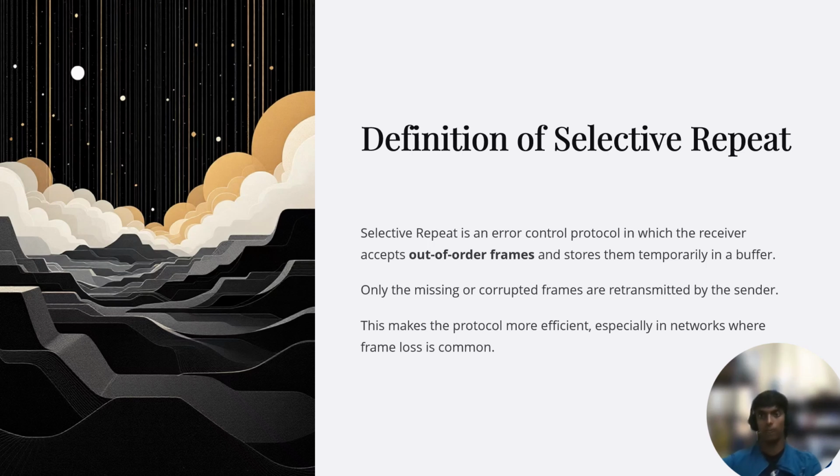So let us see the definition of selective repeat. Selective repeat is an error control protocol where the receiver can accept out of order frames. Instead of discarding frames that arrive after a missing frame, the receiver temporarily stores them in a buffer. Only the missing frame is requested for retransmission. Once the missing frame arrives, the buffered frames are delivered to the higher layer in the correct order. This approach improves the efficiency of data transmission.